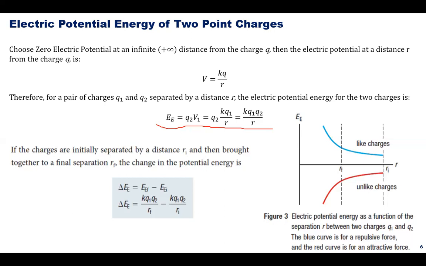The blue curve in figure 3 shows the general behavior of the electric potential energy for two like charges. In this case, EE is positive and increases as the charges are brought together. If the charges have opposite signs, the electric force is attractive, or negative, and the potential energy is then also negative, as shown by the red curve in figure 3.